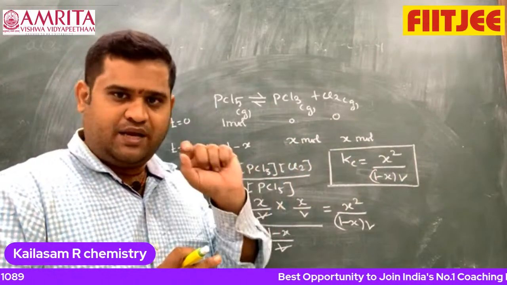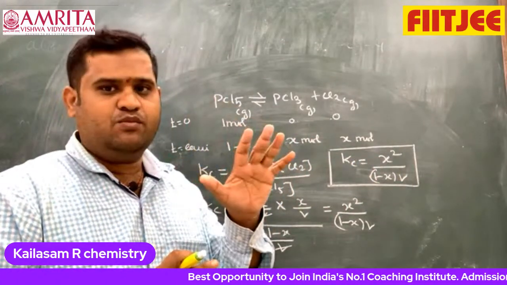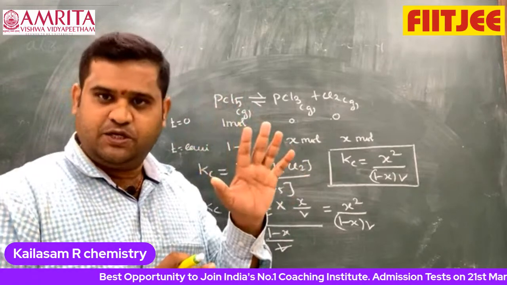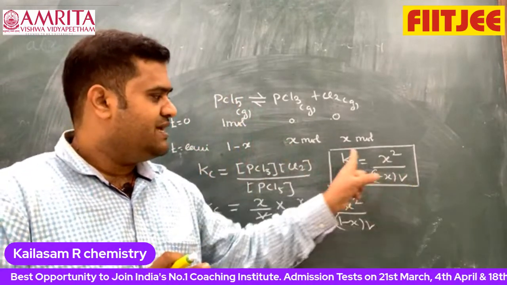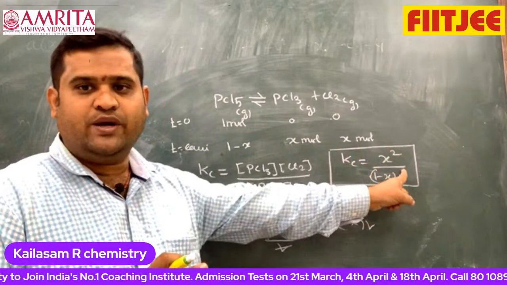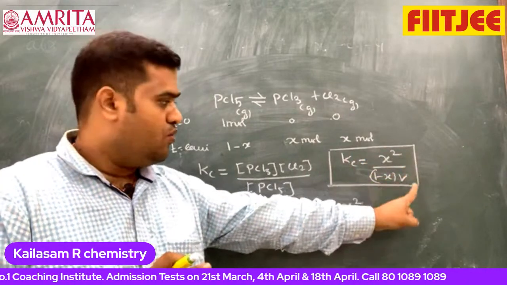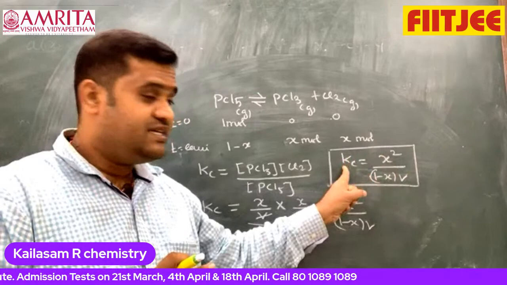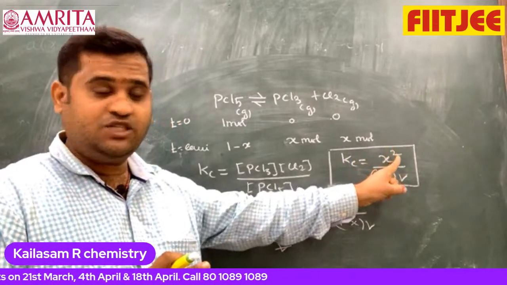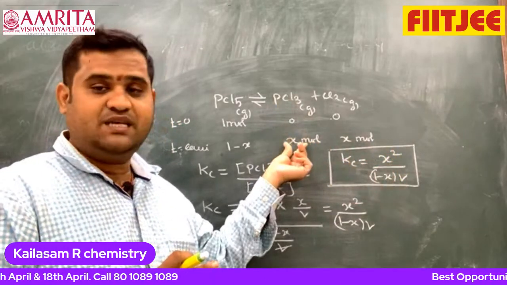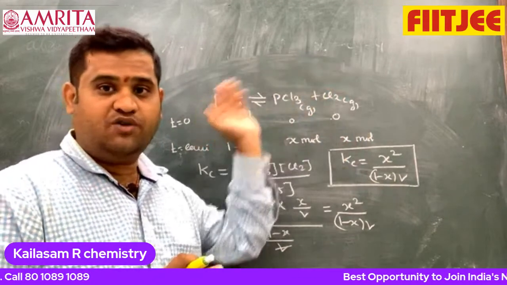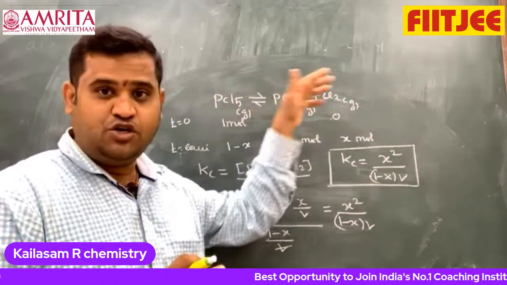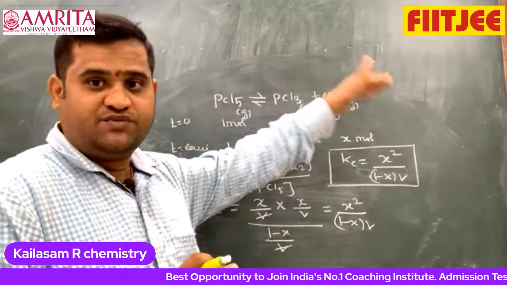Please keep it in your mind. Kc is the equilibrium constant, and the equilibrium constant depends only on temperature. When volume increases, Kc remains constant and x is going to increase. Volume increases, Kc remains constant, x increases, which means the number of moles of PCl3 and Cl2 increases. That means more PCl3 and Cl2 is going to form, so the equilibrium goes in the forward direction.